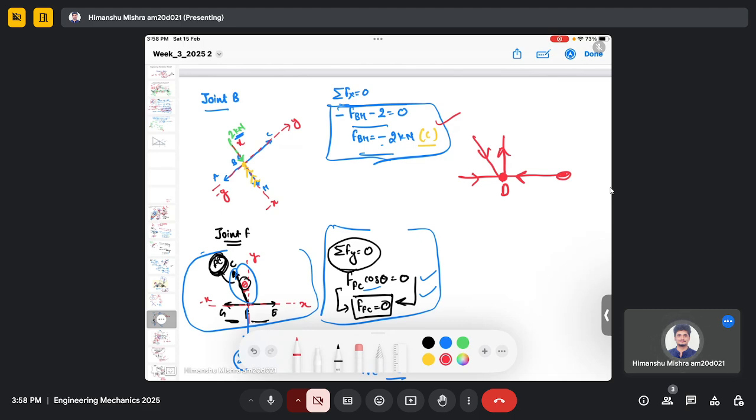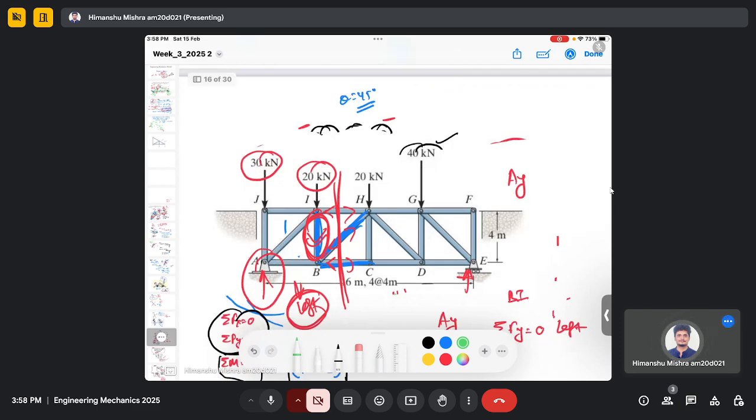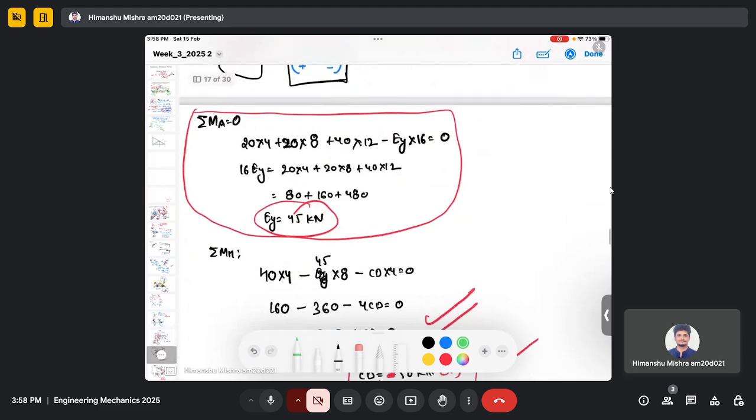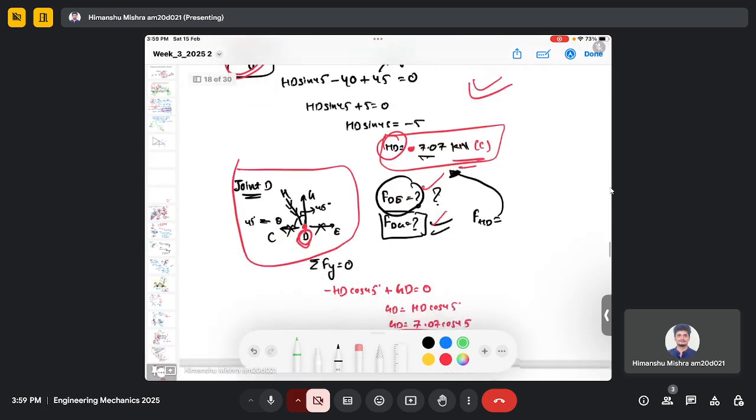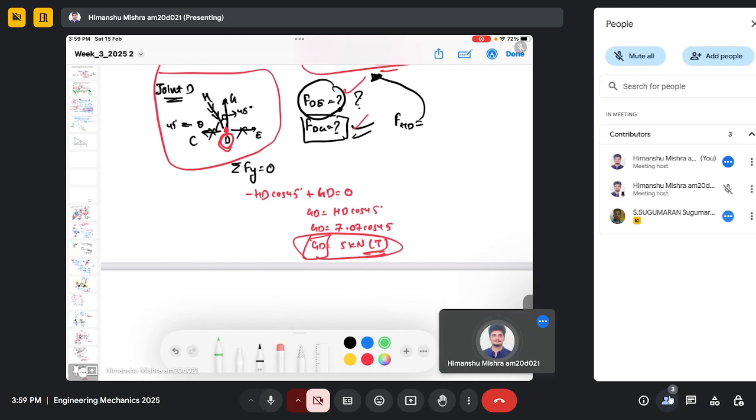I understand that a force towards the joint is compressive and away from it is tension. But initially, how do we decide? We just guess the direction first. After we come to the solution, then with respect to the sign convention we decide. If our guessed direction is wrong, then we change it to tension or compression. Am I right? Yes, right.